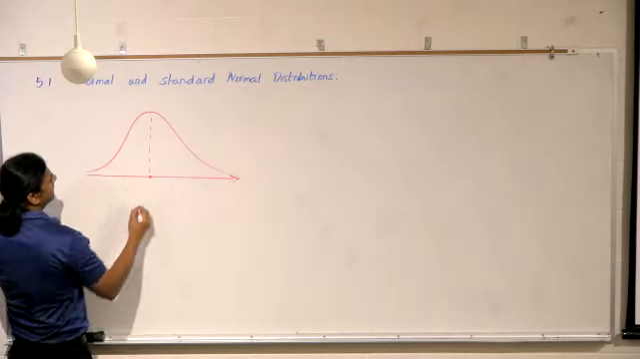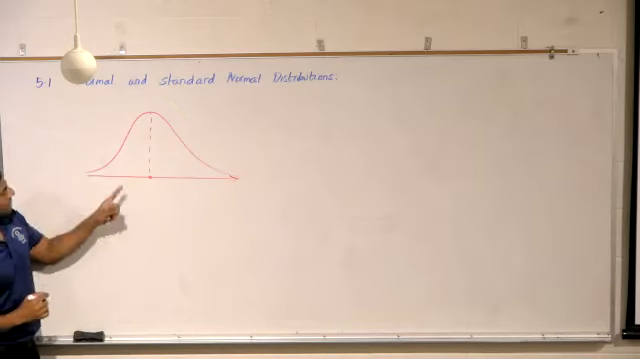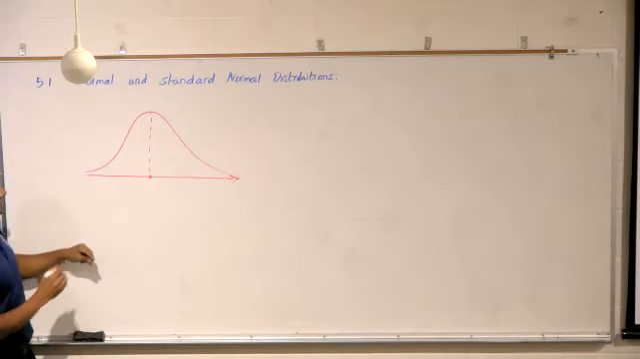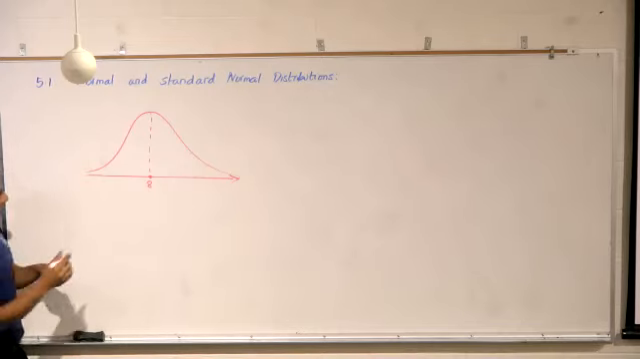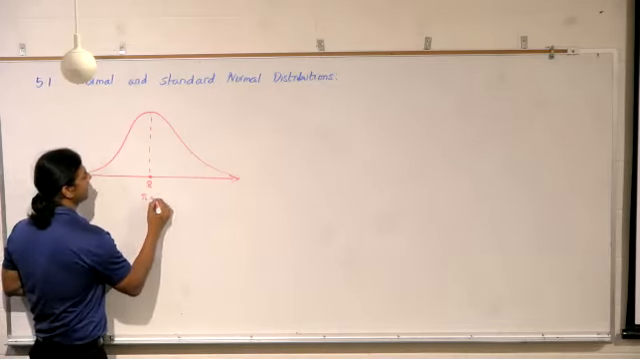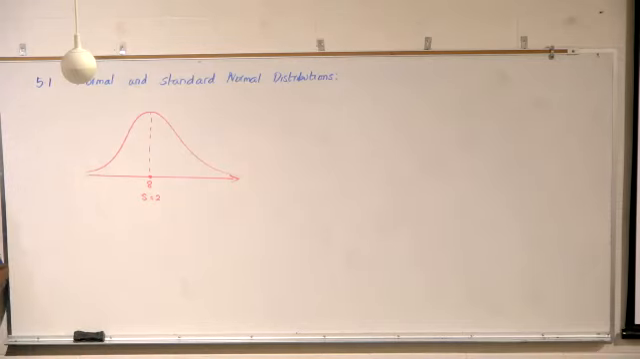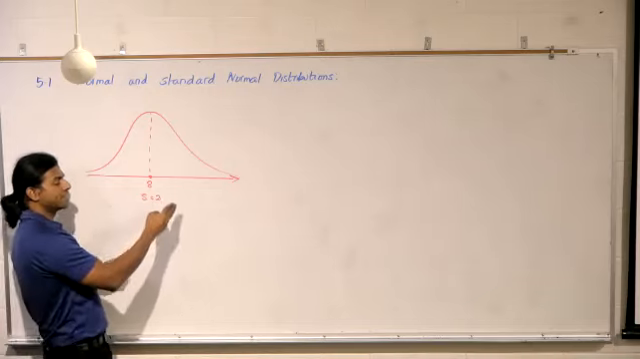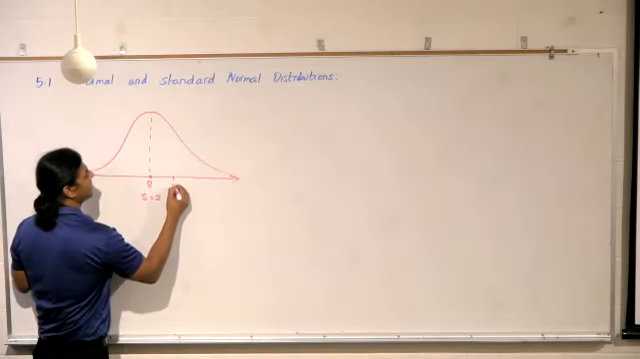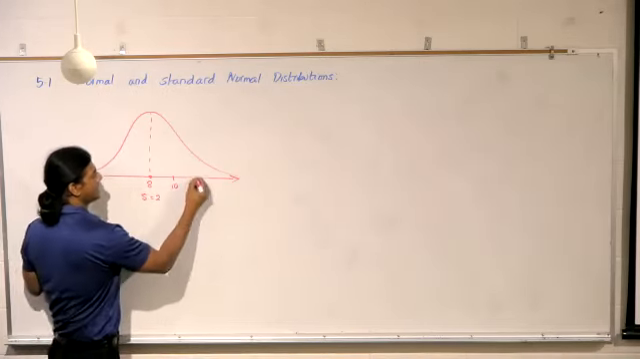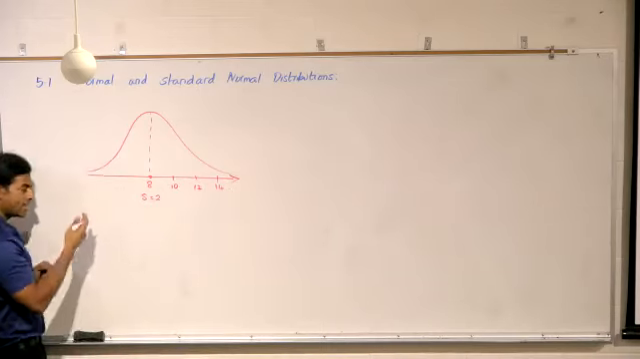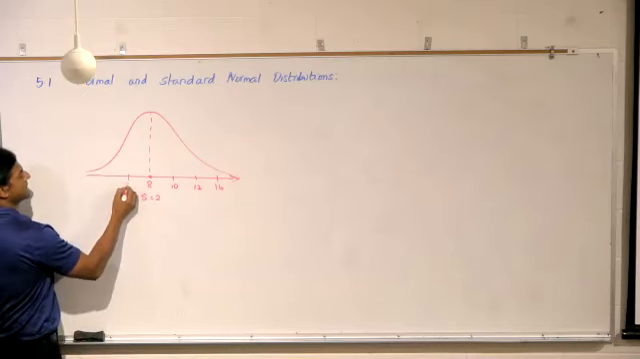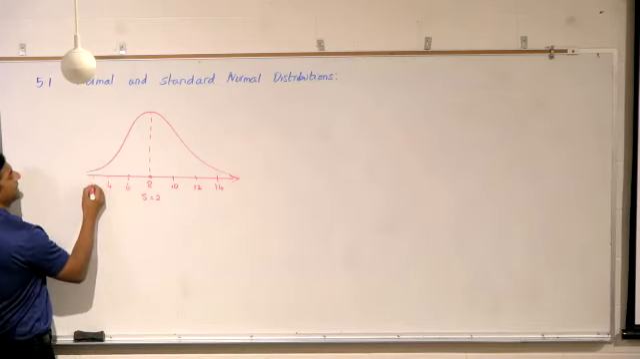Let's say I tell you that the average of this normal distribution is 8. And I also give you that the standard deviation is 2. We have done this before, right? Move one standard deviation to the right, we get 10, another 12, another 14. Same on this side, 6, 4, and 2.